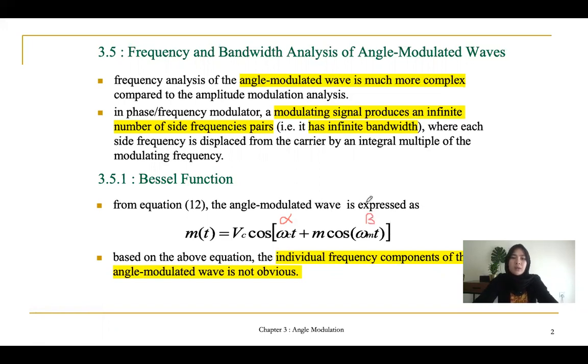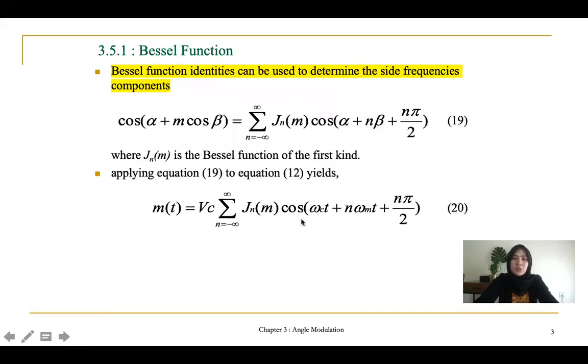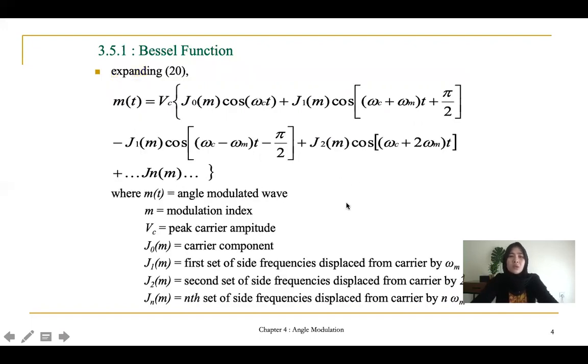Okay, so this is alpha and this is beta. So you will get this equation: cos(ωct + nωmt + nπ/2). And then what you need to do is expand the equation because you have the summation function here. So if you expand equation 20, you will get this equation. Okay, so this is the output equation for the angle modulated wave, the expanded version.